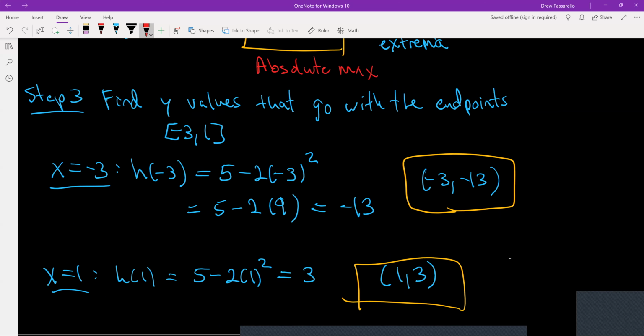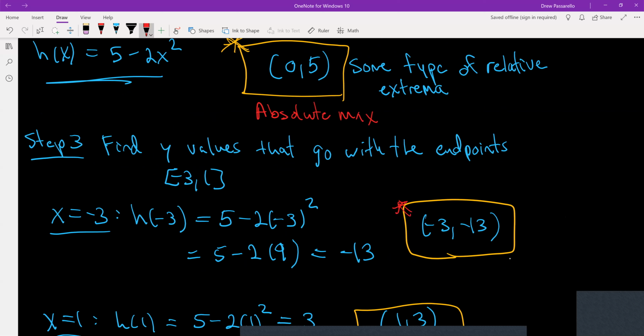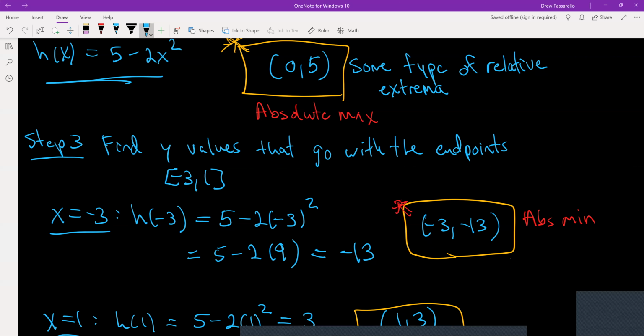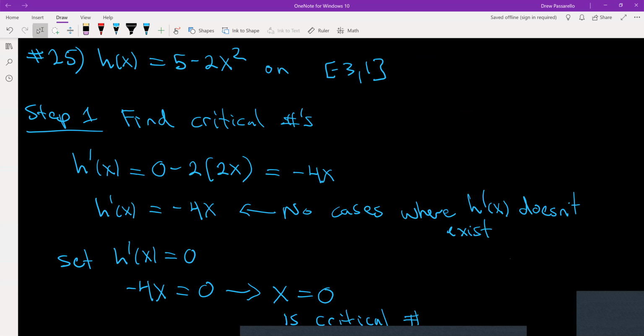And the point with -13 as the y coordinate, that's going to be the absolute min. All right, and that's what we want, the absolute min and max for the function. And that's how you do this. Now, the rest of the examples, I won't write it as step 1, step 2, step 3. That's just as a demonstration of the process.